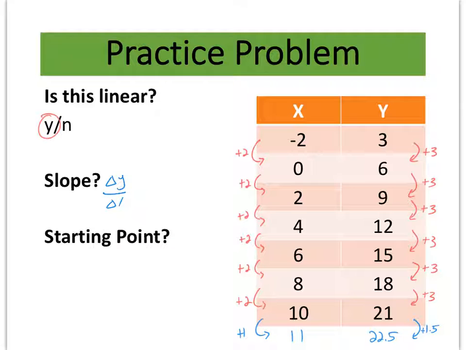So my slope here is my change in y divided by my change in x. So what was my change in y? My change in y was 3. My change in x was 2, positive 2.